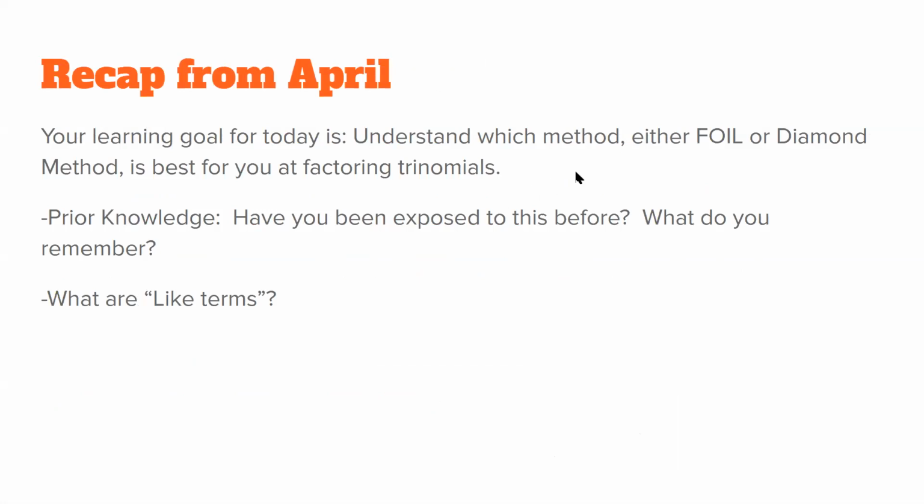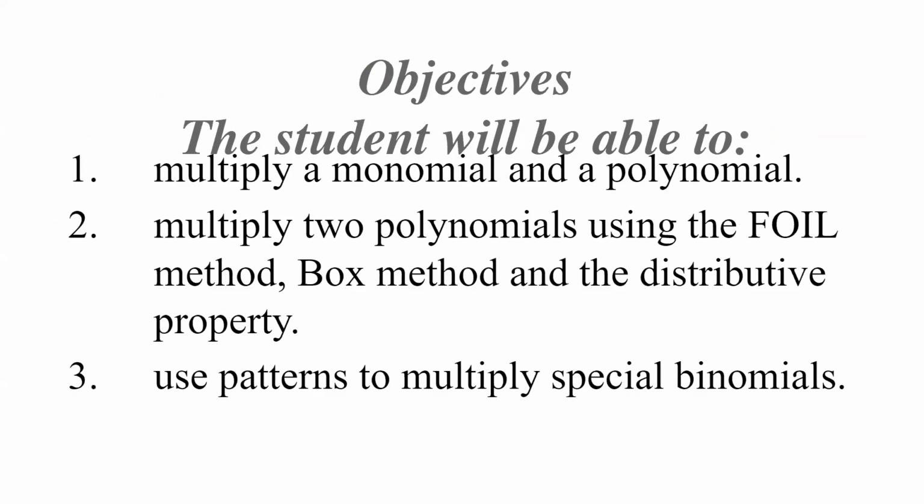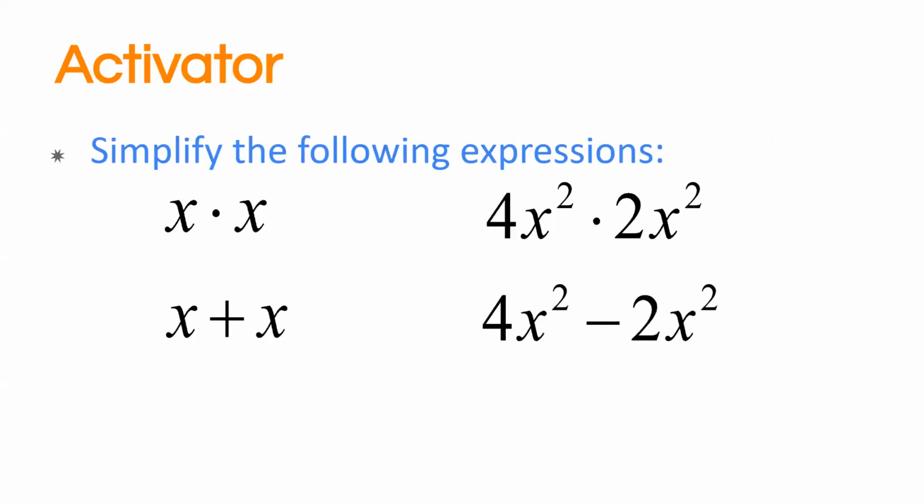All right, so this week, remember, we're gonna do FOIL method again. It's gonna be not the diamond method, but I'm gonna call the box method this time. I know we've done some of this before, but let's look back at when we're talking about combining like terms just very quickly. So today you'll be able to multiply a monomial and polynomial, multiply two polynomials using the FOIL method, the box method, and distributive property, and then use patterns to multiply special binomials. So we're gonna try and go through this step by step. We kind of did it a few weeks ago, but let's see where it goes.